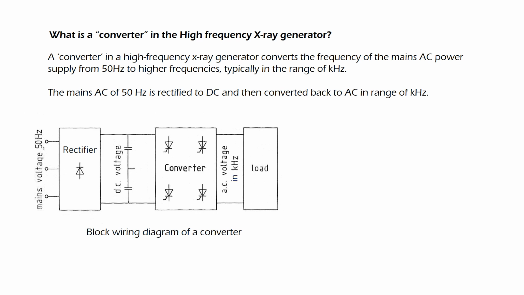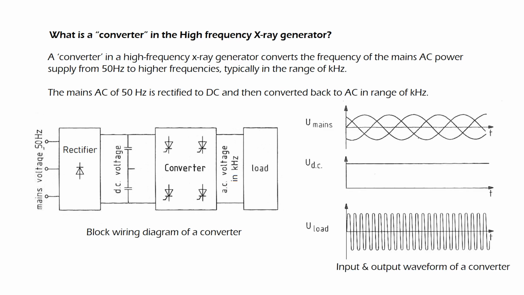The block that follows is the converter itself. It consists of 2 or 4 thyristors. A detailed description of their function will be given later. The output of the converter is connected to a load which is fed with an AC power supply in the range of kHz. The illustration to the right shows the waveform of the voltages at the different stages in the converter.